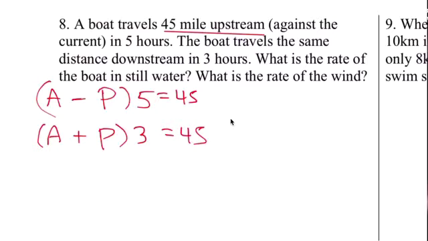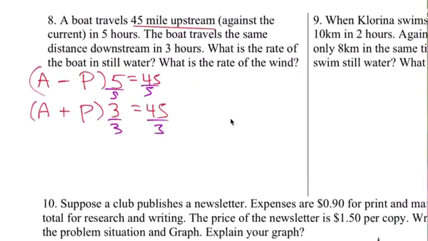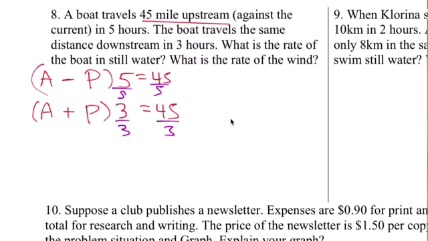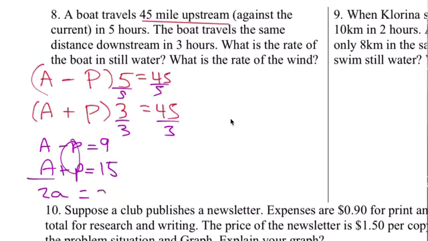Now we could get rid of this 5 by dividing by 5. Divide this by 3. So our equation: A minus P equals 9. A plus P going downstream is 15. And you can use elimination, right? 2A equals 24. Then your average speed is 12, right? Divide by 2.